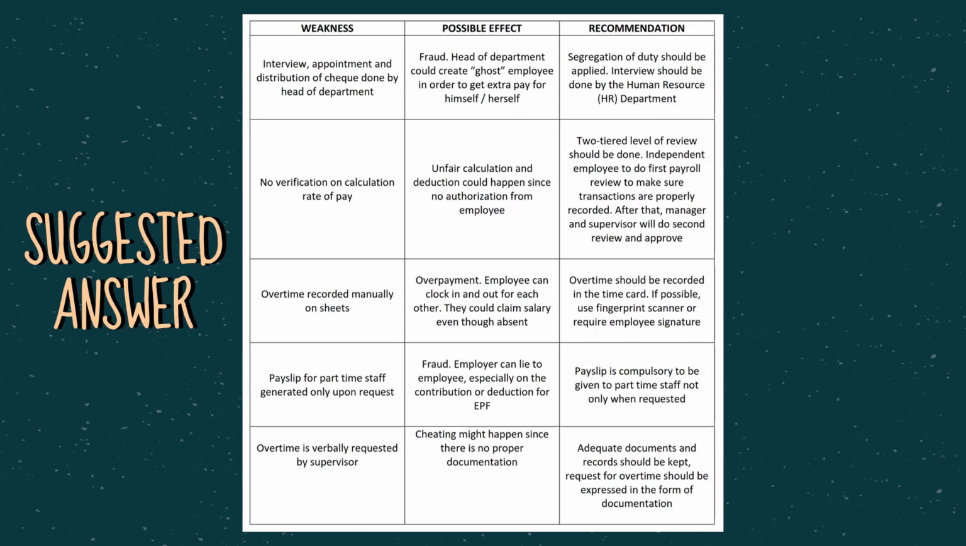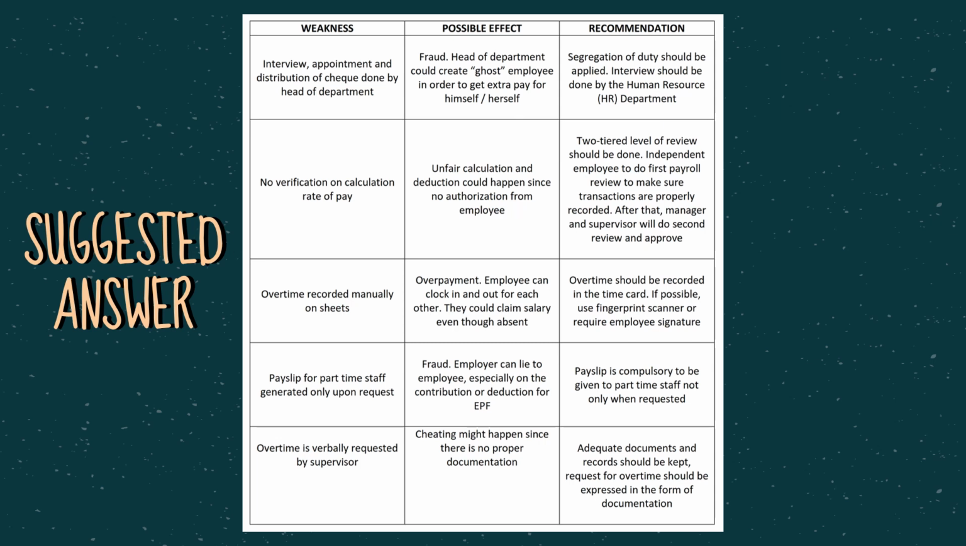For example, the first weakness is interview, appointment, and distribution of check done by head of department. What is the possible effect? The possible effect is fraud. Head of department could create a ghost employee in order to get extra pay for himself or herself. What is our recommendation? Our recommendation is segregation of duty should be applied. Interview should be done by the HR department.